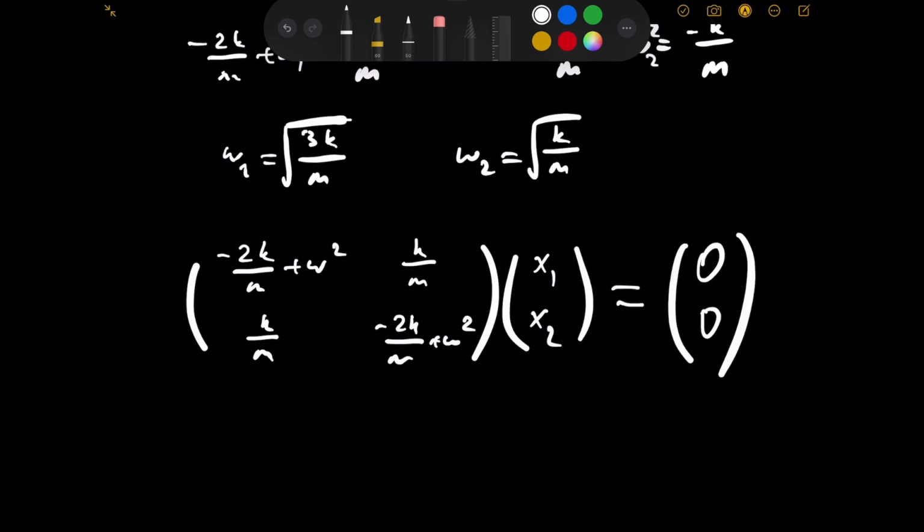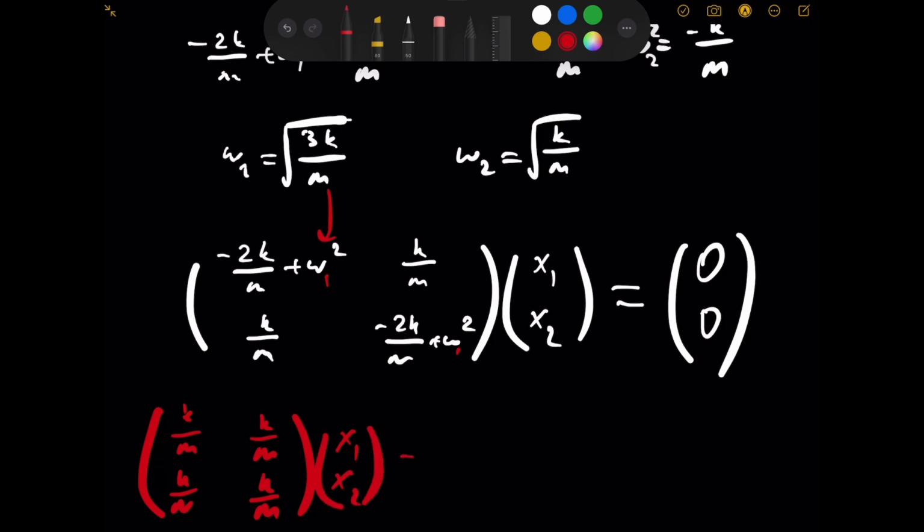The question is, how do x1 and x2 relate to each other for each frequency? If you're looking at omega 1 initially, well, then we plug that in. So we have k over m, k over m, k over m, k over m, times x1 and x2 equal to 0, which shows you that x1 is equal to minus x2. And that's what I was talking about. That's in and out motion. We displace them equal amounts, but in opposite directions.